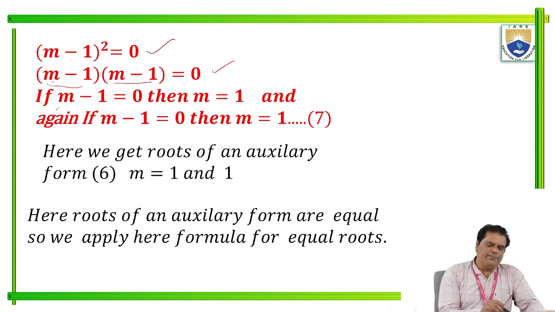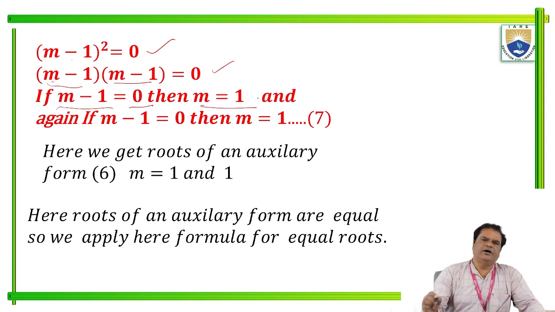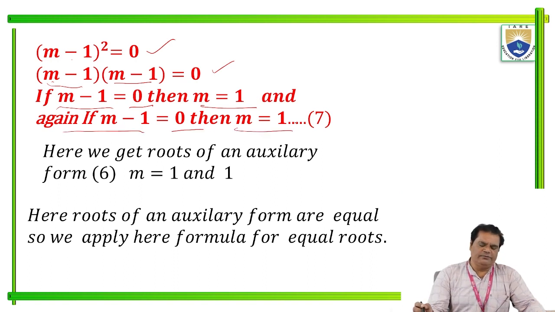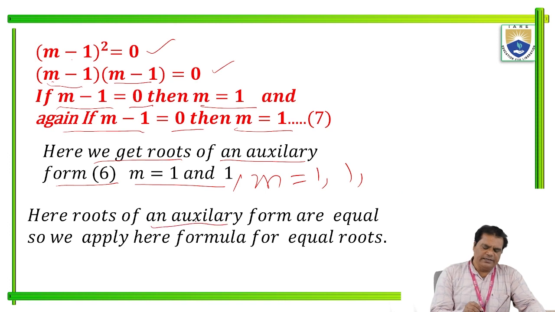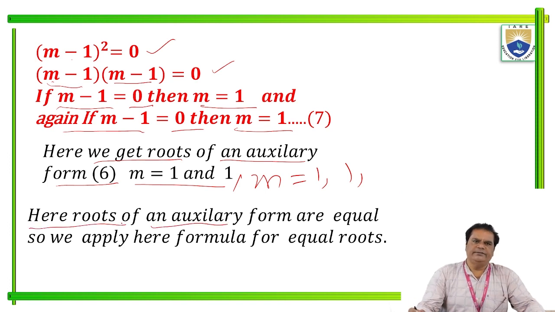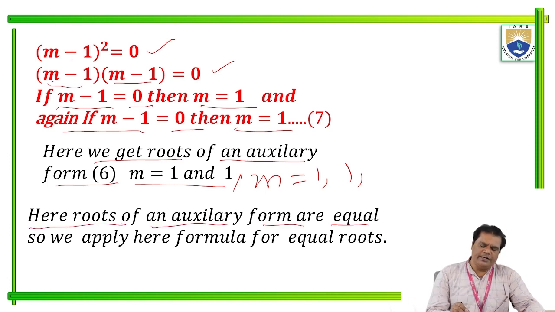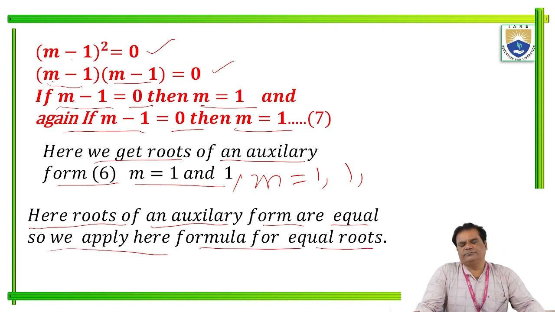So here if m minus 1 is 0, then m is 1. And again if m minus 1 is 0, then m is 1. Here we get the roots of the auxiliary equation, m equal to 1, 1. We see that the roots of the auxiliary equation are equal, so we apply the formula for equal roots.